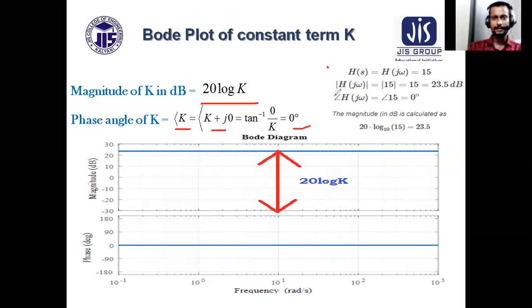Let us consider this case. Let us assume the magnitude of the transfer function is 15. Then in decibel it will be 20 log 15, that is 23.5. So here it is shown as 23.5. So this is 20 log k. So this magnitude is a constant 20 log k, which does not vary with frequency, and the phase angle will be 0 degree.